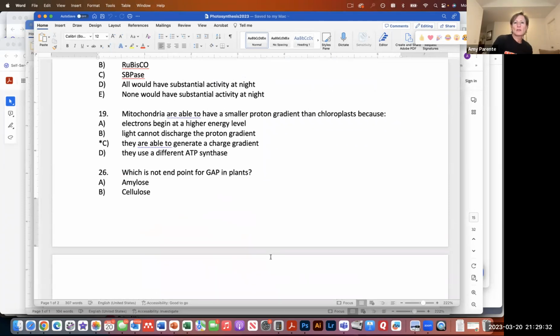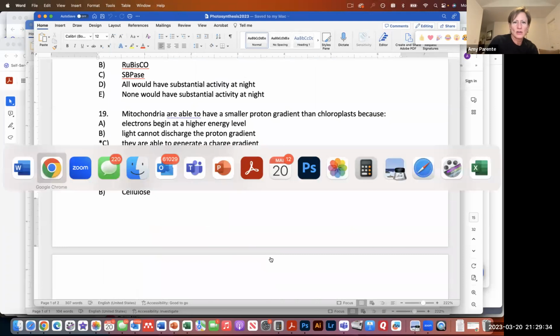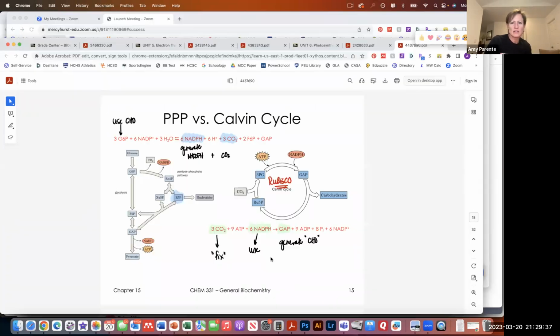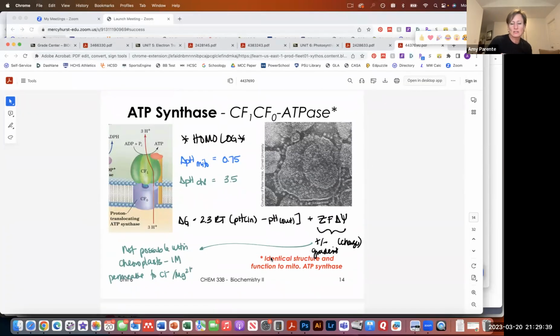So the reason that mitochondria are able to have a smaller proton gradient, let me just show you a slide first, and then it's actually this previous slide. Do you remember when we were learning about ATP synthase and we were talking about the magnitude of the proton gradient? We saw this equation in mitochondrial electron transport.